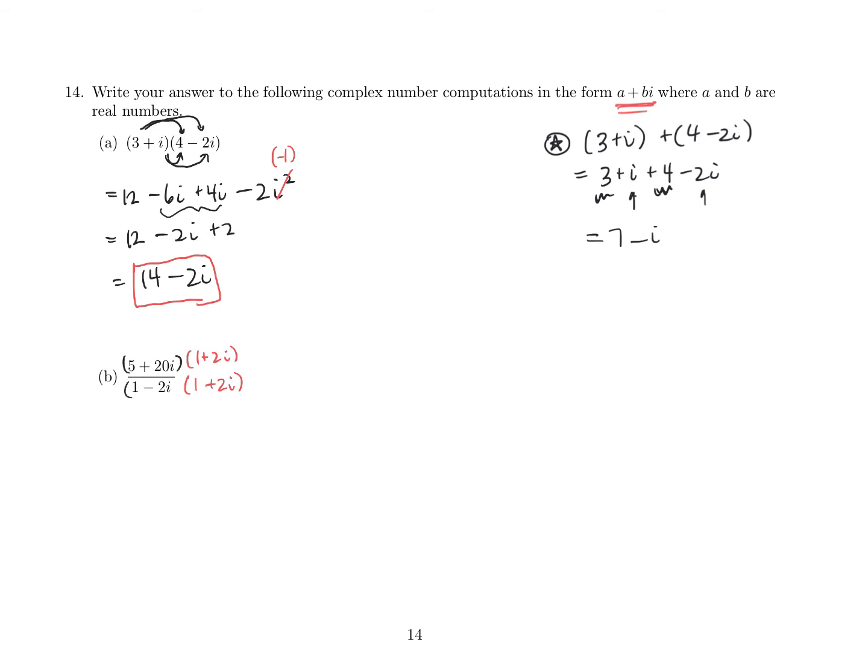You have to do the same thing to the top and the bottom to keep it balanced. So when we do that, we're going to FOIL the top and the bottom. So we'll have 5 plus 10i plus 20i plus 40i squared over 1 plus 2i minus 2i minus 4i squared. Then we want to make sure we change the i squares to -1. We add up our i pieces. On the bottom, they're opposites, so those just cancel out.